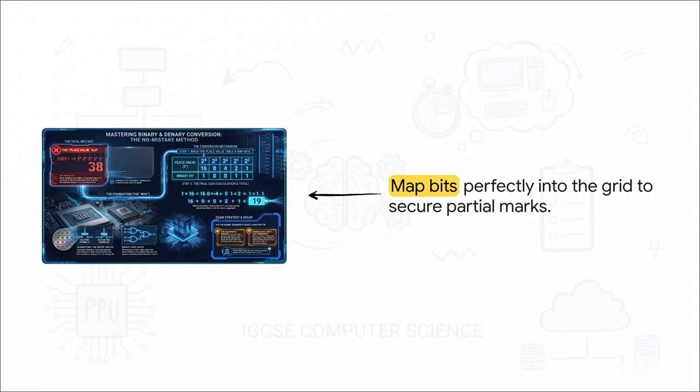So here's that full no-mistake method in action, working all the way down to the hardware's logic gates. By taking the time to physically write out this place value table and mapping your binary bits perfectly into the grid, you're doing exactly what the examiner is begging to see. And here's a huge examiner secret for you. Showing these exact addition steps, that actually secures you partial marks, even if you make some tiny, silly arithmetic slip when calculating the final total.